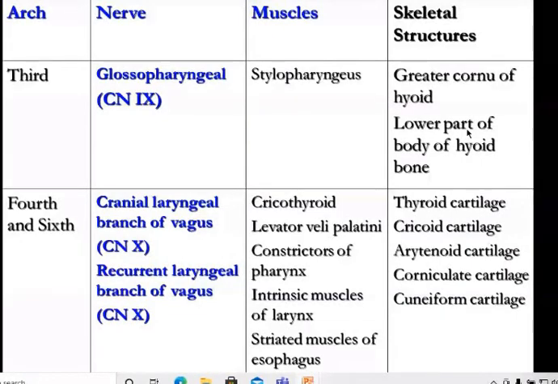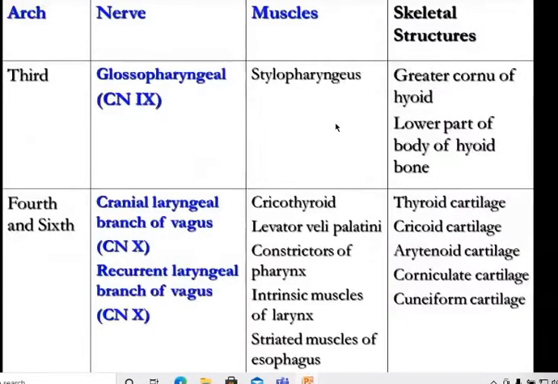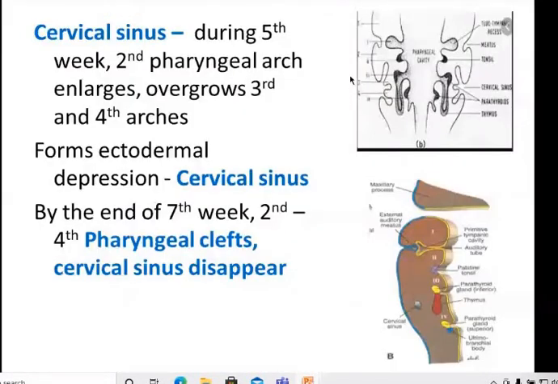Now these are the derivatives of the pharyngeal arches. Also important is the cervical sinus. So what do we mean by the cervical sinus? All these are developed by the end of the 4th week. During the 5th week, the second pharyngeal arch starts to enlarge.